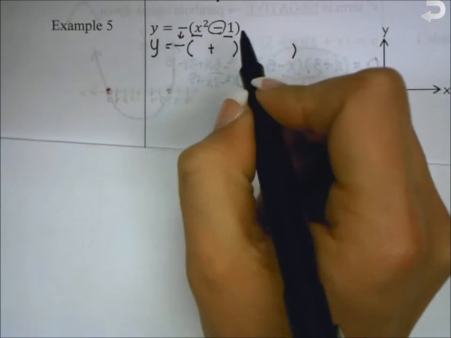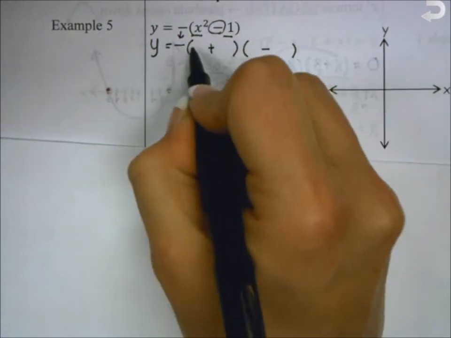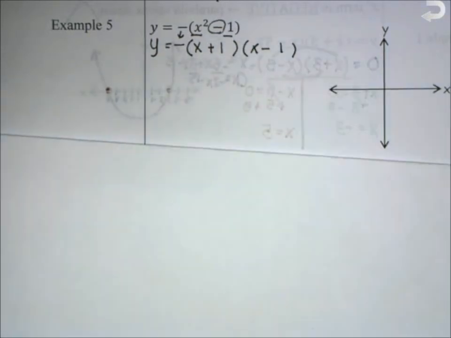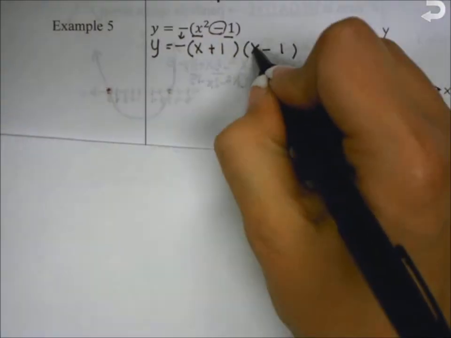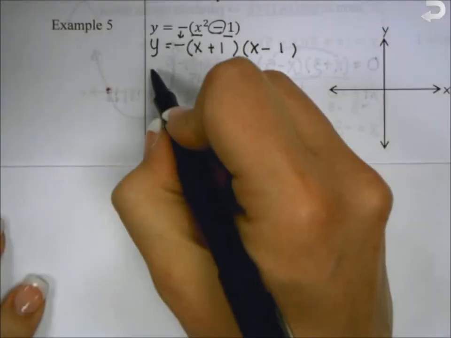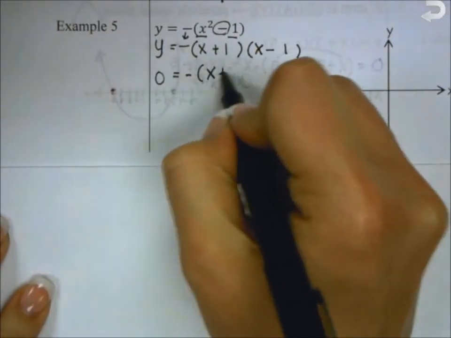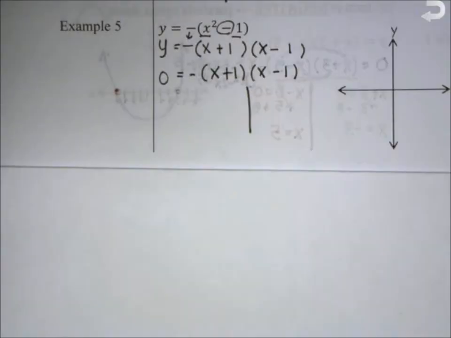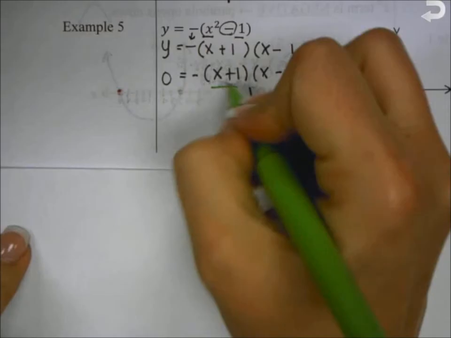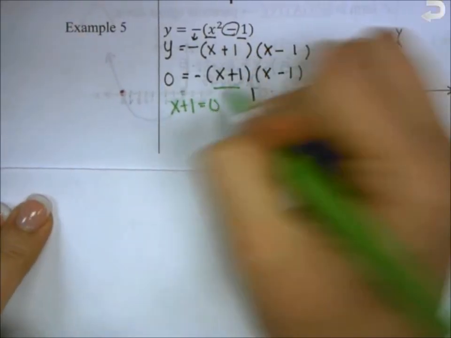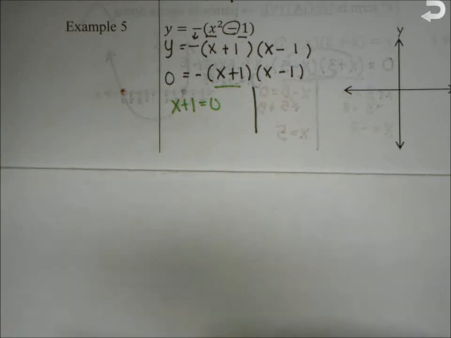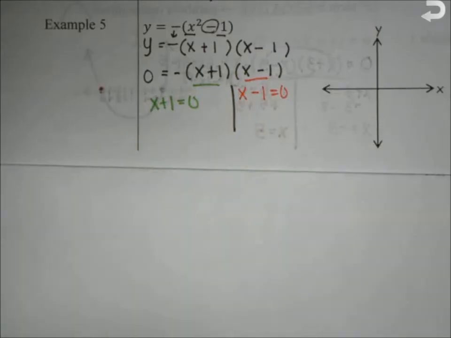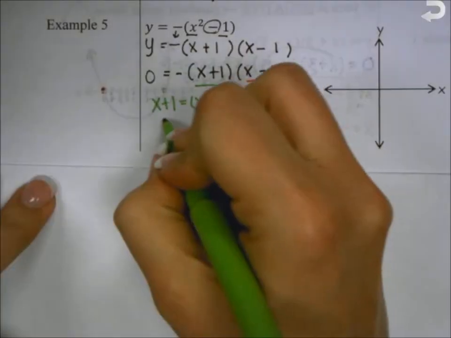So I set the whole thing equal to 0. And then I set each of the factors equal to 0. So I have x plus 1 equals 0. And x minus 1 equals 0. And then we solve each of these. So for the green one, I subtract 1 from both sides. And the red one, I add 1 to both sides. And I get x equals -1 and x equals +1.